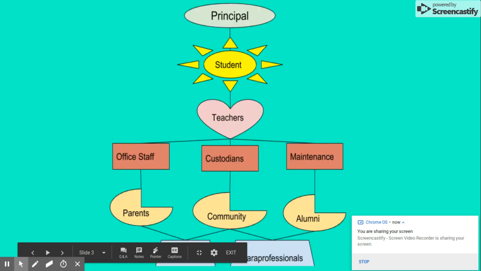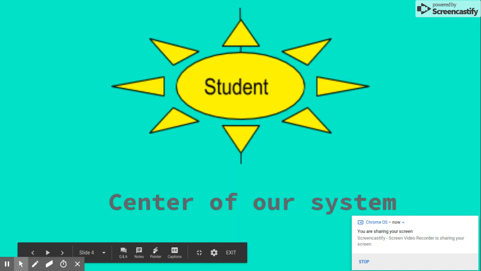For my pyramid, I didn't necessarily do a pyramid, but more of a flow chart to explain the different aspects of the leadership style and what they all represent. So, underneath the principal, who is the leader of the school, is the students. I chose a sun because the students are the center of our world, just like the sun is the center of our solar system.